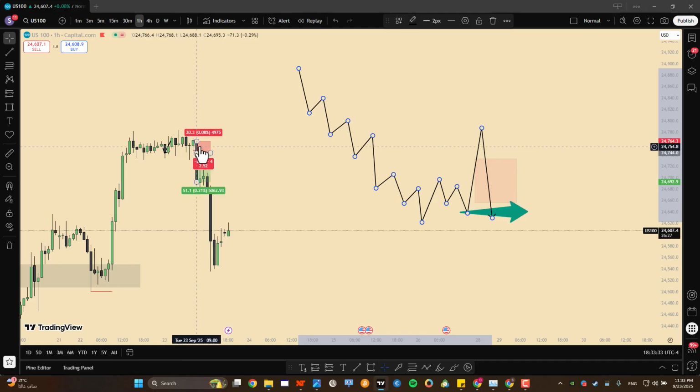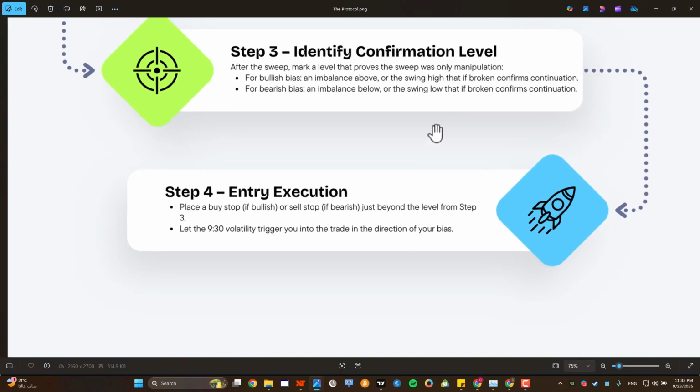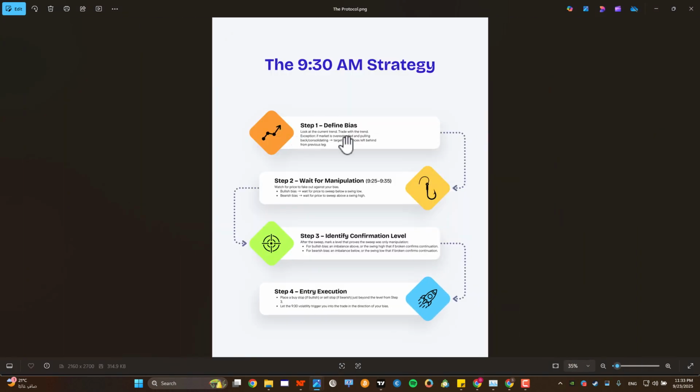In today's example, I believe we had a chance to get in. Most of the times you will not have that. So that's the strategy in 4 simple steps. Now let's go to the chart and try to find that from today, all right? And then I'm going to show you the trade that I took.